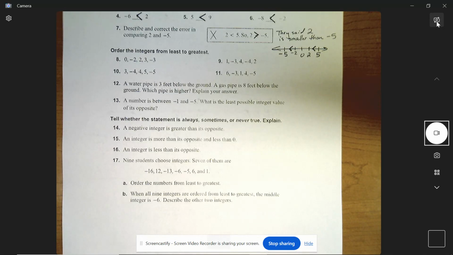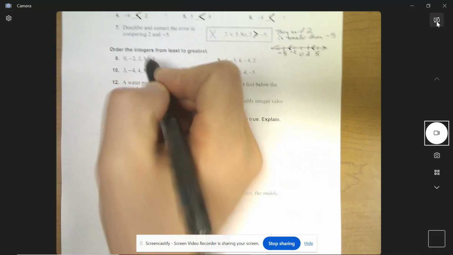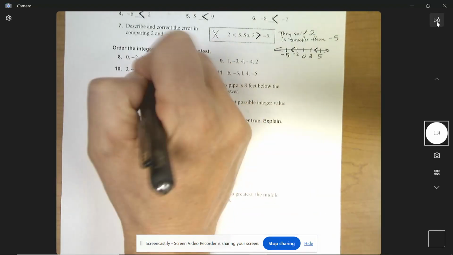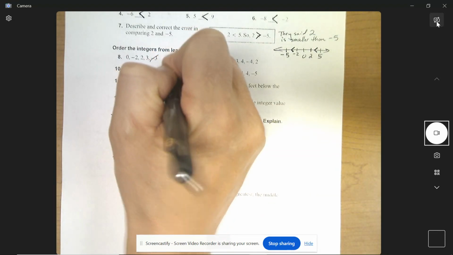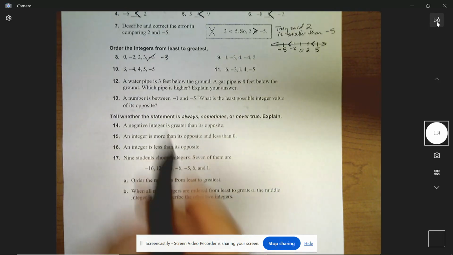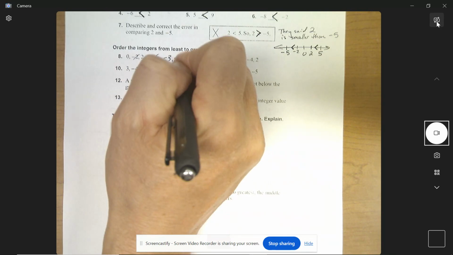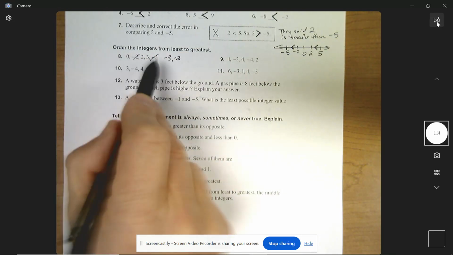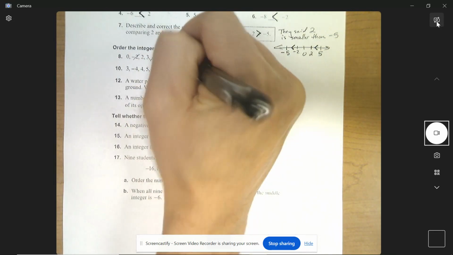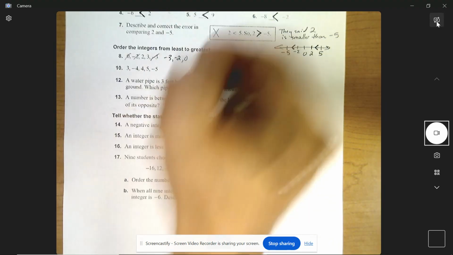Number 8, we're ordering these from least to greatest. And I'm just going to write them over here to the right. So the smallest is the -3, and I like to cross them out as I do them. Next we have -2. I'm going to put a comma between these. Then we have 0, 2, and 3.